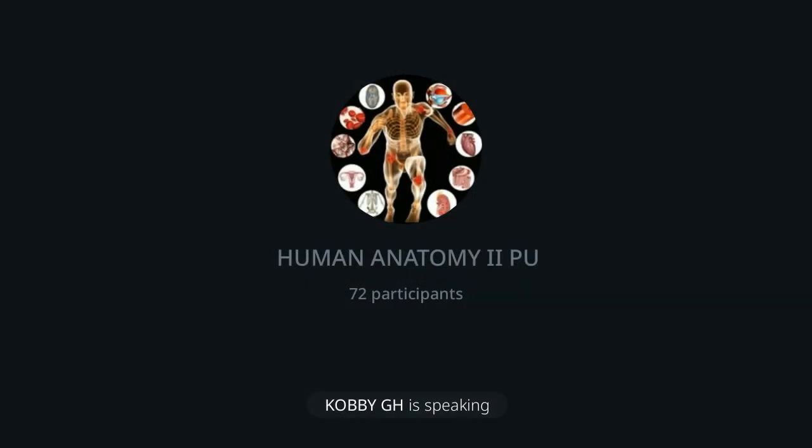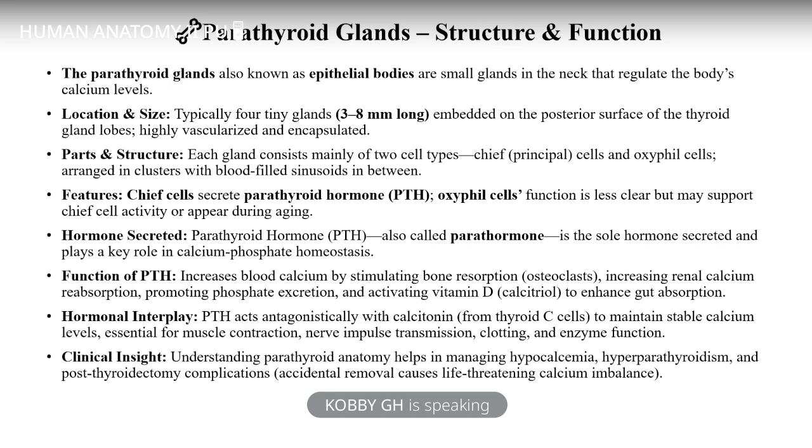You see how it goes. So the chief cell actually produces the parathyroid hormone. The ossicle cell, on the other hand, also supports the chief cell to produce the parathyroid hormones. Is that okay? Great. So when we ask you, how many cells do we have in the parathyroid gland? They are two. What are they? The chief cells and then the ossicle cells.